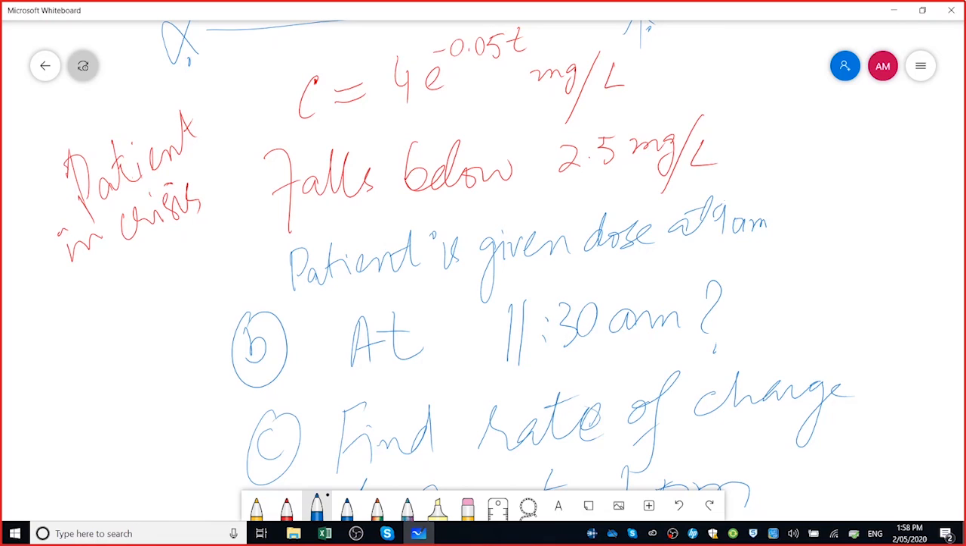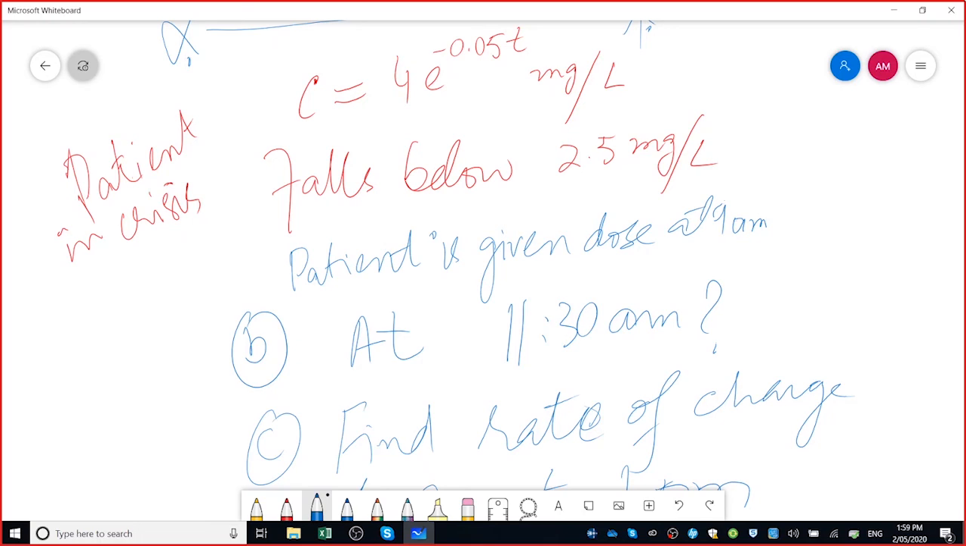So C dash would equal 0.2 e to the power of negative 0.05t. Are you sure? Say again, please. So C dash would equal negative 0.2 e to the power of negative 0.05t. You didn't say negative the first time. Okay, that's good. And now you have to find the rate of change at 1 p.m. So what would you put for t there? You would have to put 4. Yeah, good.